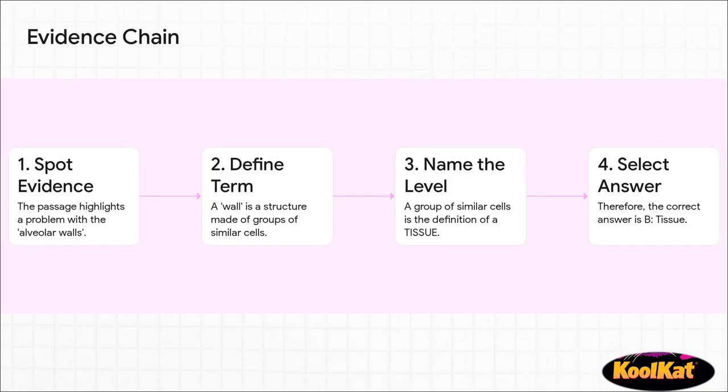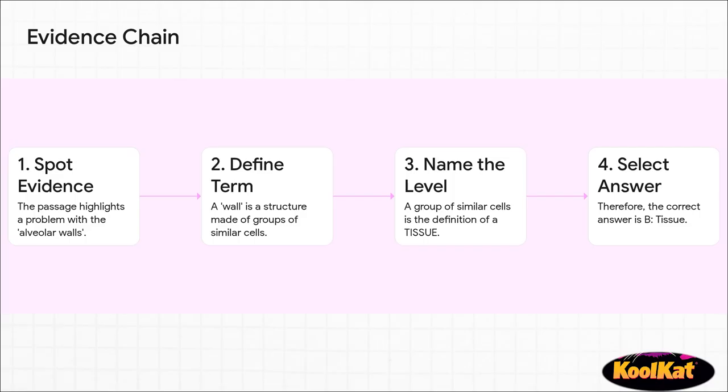Let's break it down together. Let's use our evidence chain. Step 1. What's the evidence? The passage points us directly to alveolar walls. Okay. Step 2. What is a wall? It's not one single brick, right? A wall is a structure made of lots of similar units, in this case, groups of cells. Step 3. Name the level. What do we call a group of similar cells working together? That is the textbook definition of a tissue. So the problem is at the tissue level. We found our answer. It's B, tissue.